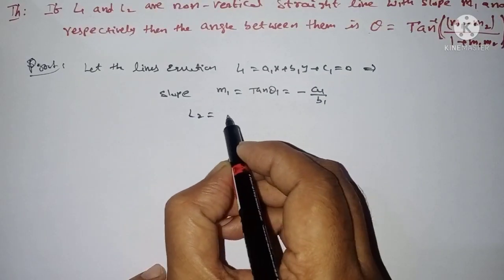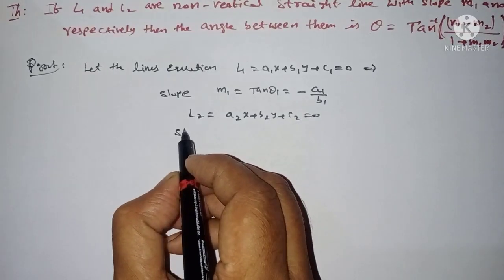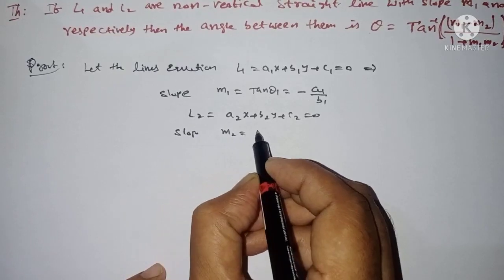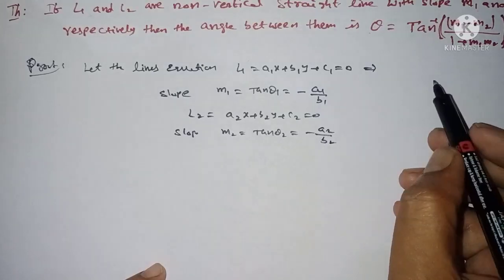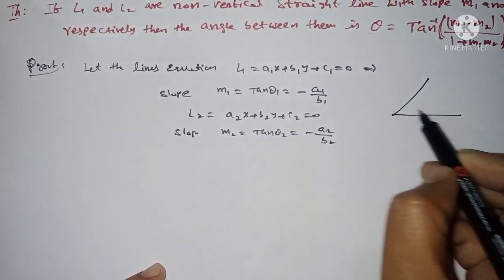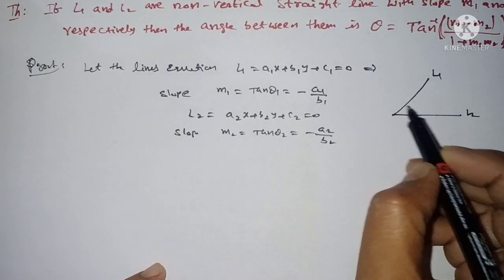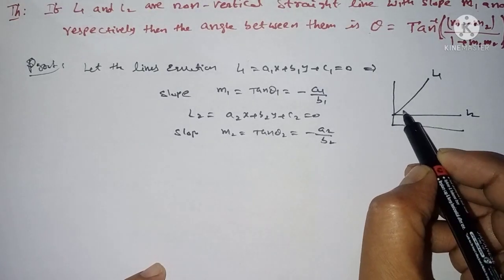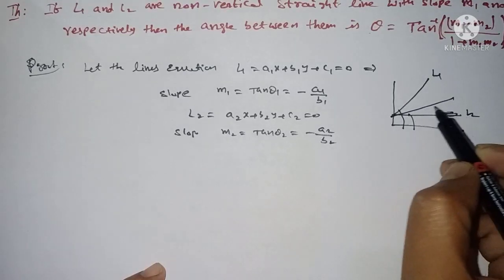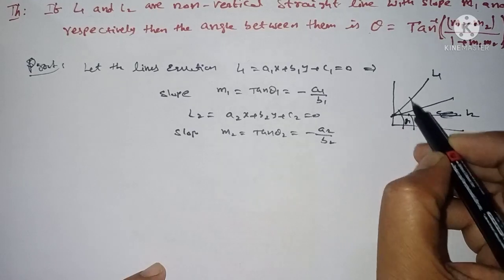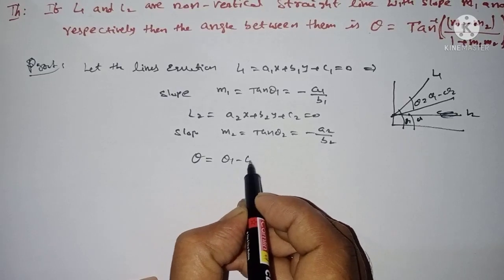Similarly, L2 is a2x plus b2y plus c2 is equal to 0. Slope m2 is equal to tan theta 2, which is minus a2 by b2. Because these two lines L1 and L2 are OA and OB, making angles theta 1 and theta 2 with the origin's axis, theta is equal to theta 1 minus theta 2.